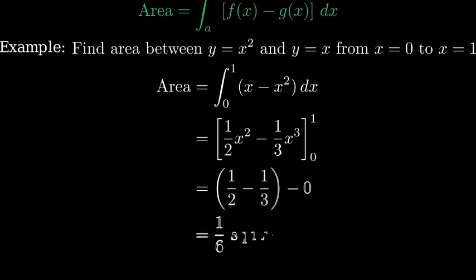So, we compute the integral from 0 to 1 of x minus x squared dx. This equals the antiderivative, 1/2 x squared minus 1/3 x cubed, evaluated from 0 to 1. That gives us 1/2 minus 1/3, which equals 1/6 square units.